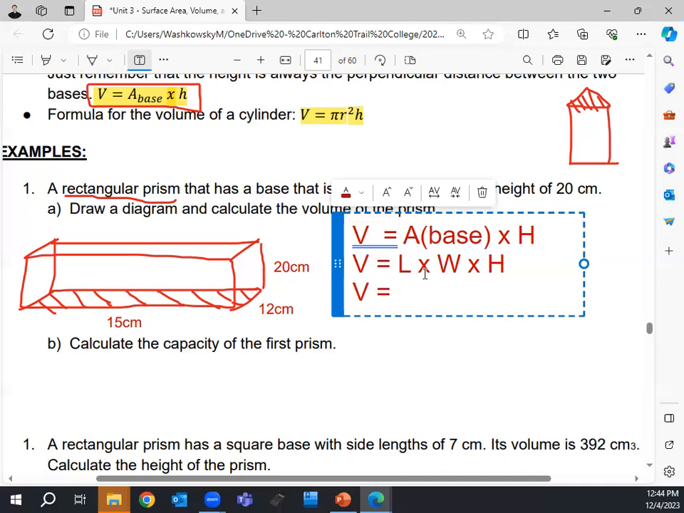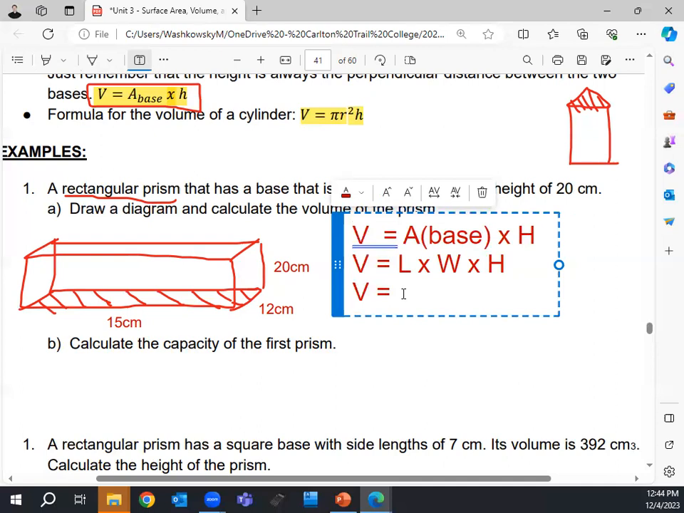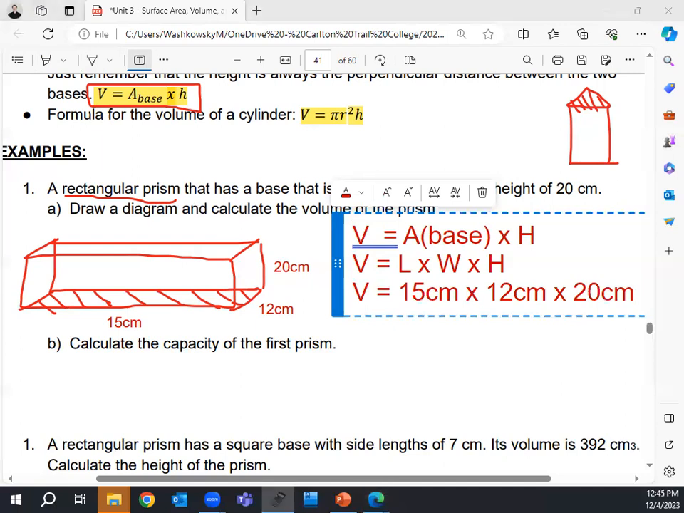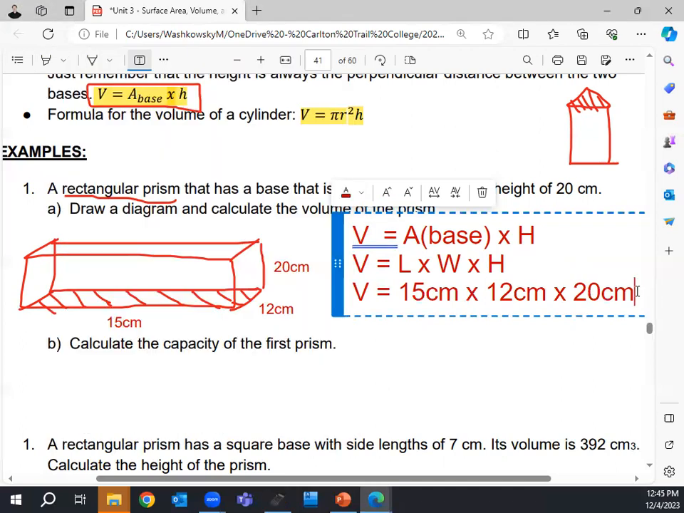Now I can plug in the stuff. I know I have a length of 15. I know I have a width of 12. So 15 centimeters times 12 centimeters. And I know I have a height of 20 centimeters. And so if I times all three of those numbers together, 15 times 12 times 20, I'm going to get 3,600.